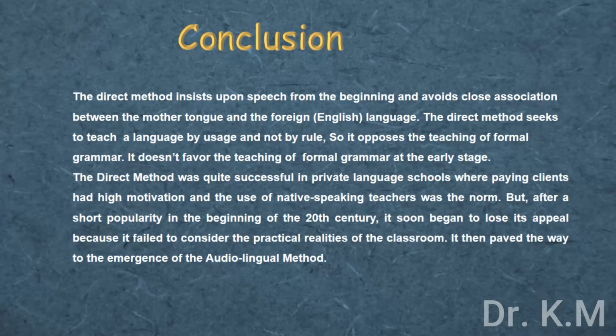Conclusion. The direct method insists upon speech from the beginning and avoids close association between the mother tongue and the foreign, English, language. The direct method seeks to teach a language by usage and not by rule, so it opposes the teaching of formal grammar. It doesn't favor the teaching of formal grammar at the early stage.